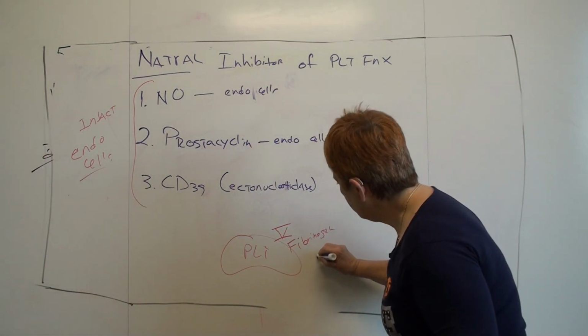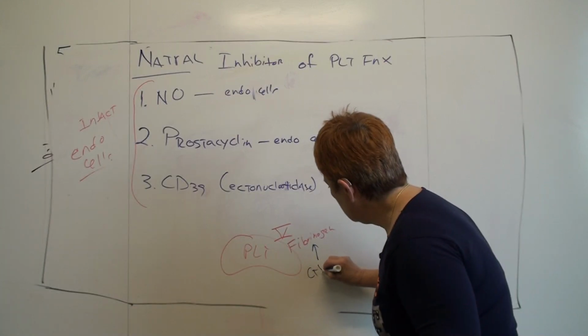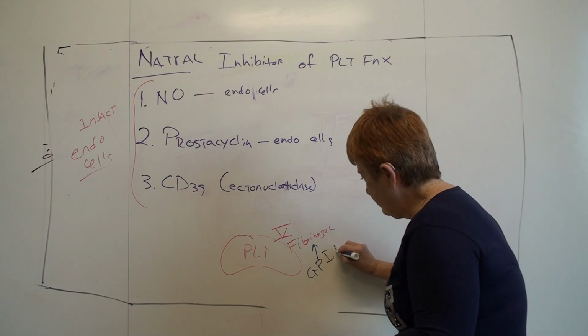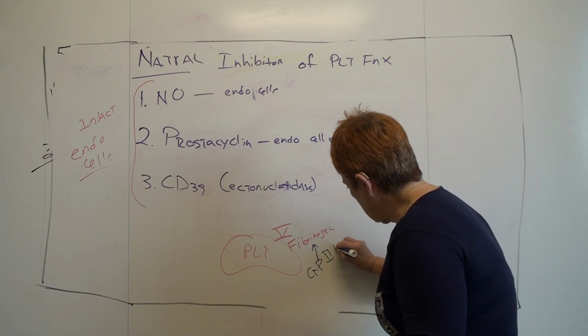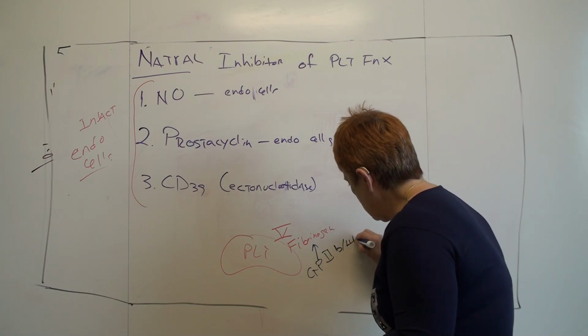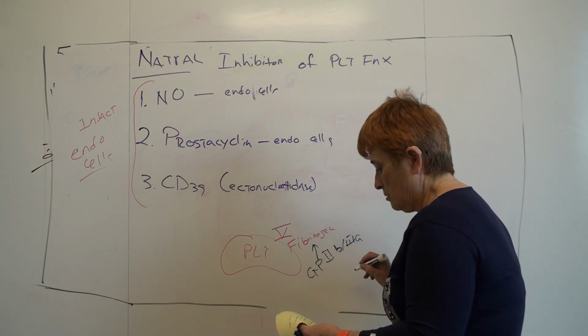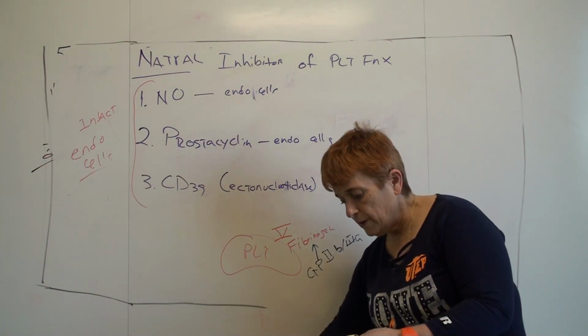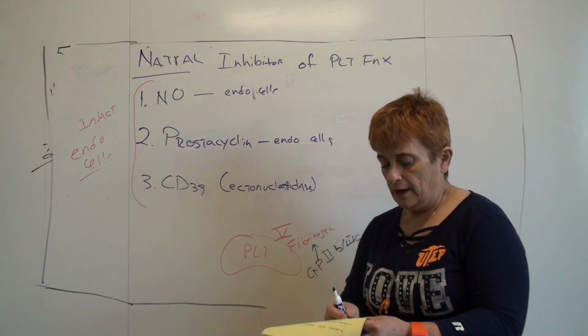So over here, your GP 2B 3A also has a receptor for your fibrinogen. So remember that.